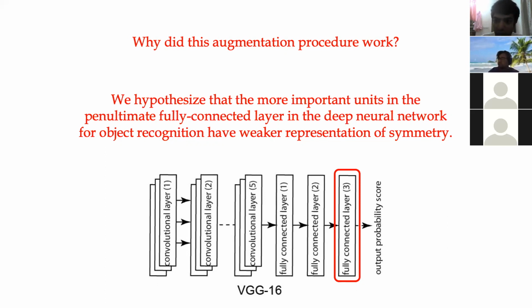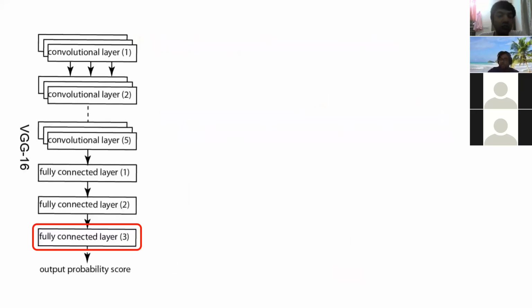And if you're asking why the penultimate fully connected layer, it is because that is the final stage of processing before the softmax probability layer. So that's why we are looking at that. Again, we have this processing hierarchy in VGG16. And the way we define the important units for classification in this penultimate fully connected layer is by doing an ablation analysis. I'll explain what I mean by that now.